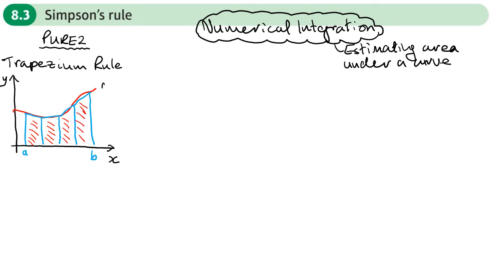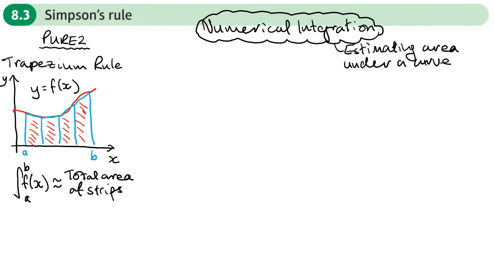If this were the graph of y equals f of x, then the area under the curve of f of x is approximately the total area of these strips. Here you can see I've divided it up into 4 strips. Now it's okay, but we can lose some accuracy.